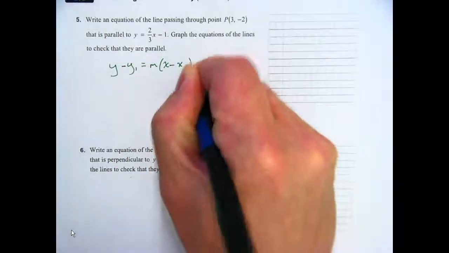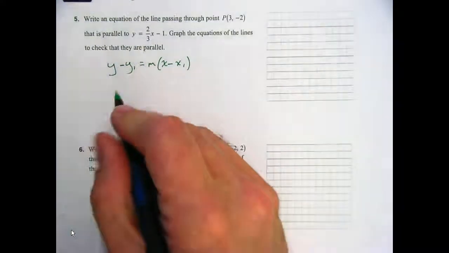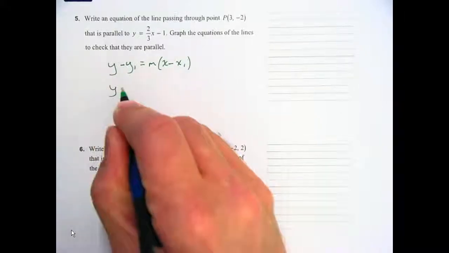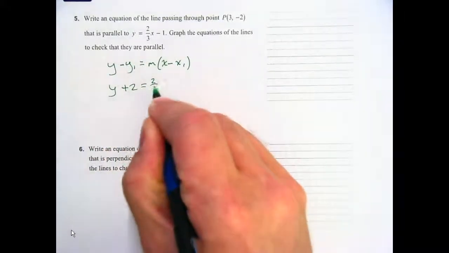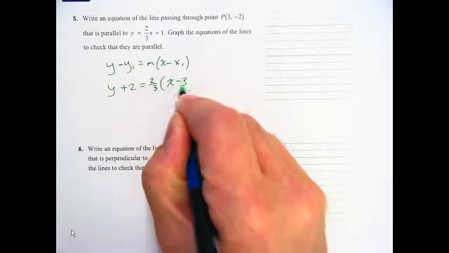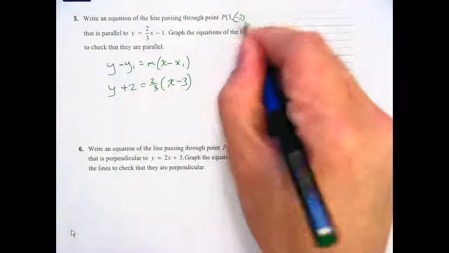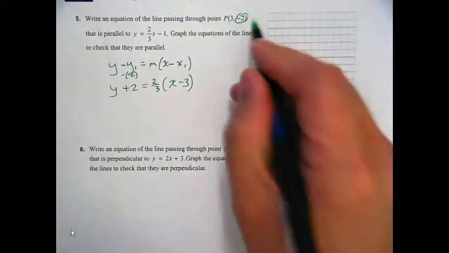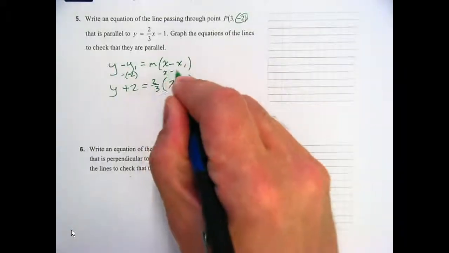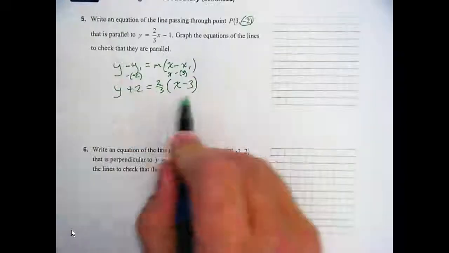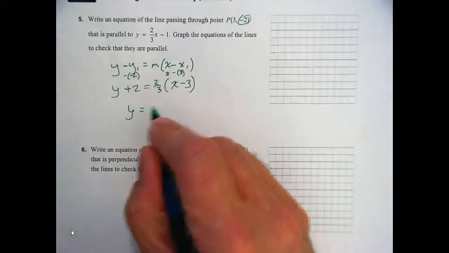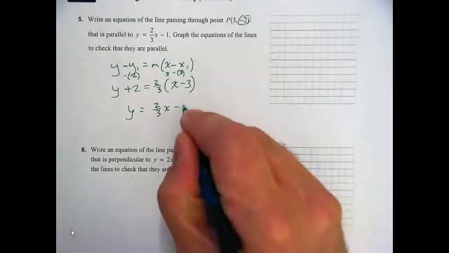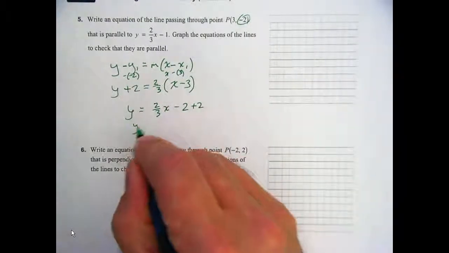Yes, Sophia? Yeah, what'd you get? Yeah, for the next line here. Y plus 2 equals 2/3 parentheses x minus 2. All right. Good job. Yeah, this negative 2 is going to make that become a plus 2. We put minus negative 2 in. And then we have 3 here. So x minus 3. All right? And so we get this guy here that simplifies to y equals 2/3 x minus 2 plus 2, which is 2/3 x.